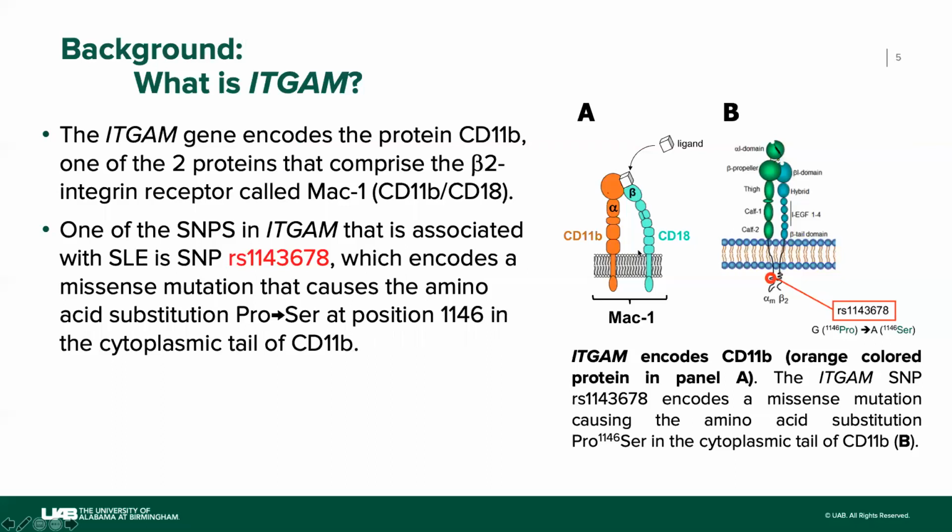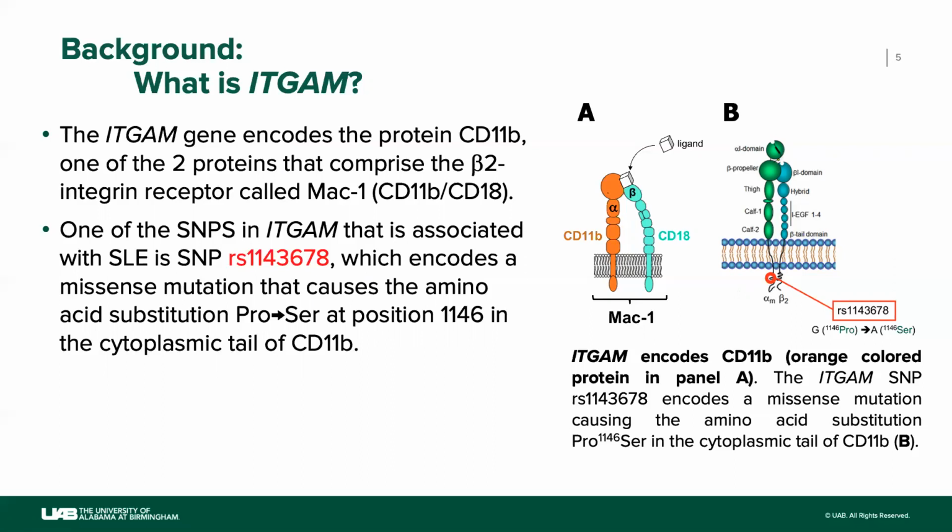The ITGAM SNP rs1143678 encodes a missense mutation that causes the amino acid substitution from proline to serine at position 1116 in the cytoplasmic tail domain of CD11B. The cytoplasmic tail per se transduces signals important for white blood cells, which are the cells that express MAC1, to appropriately respond to pathogens.